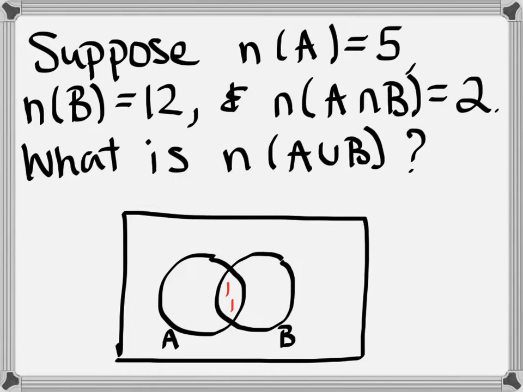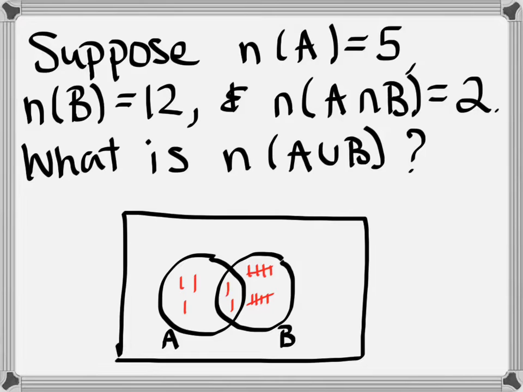Now, we know that the cardinality of A is 5, but we've already accounted for 2 of those elements, which means that we can go ahead and put 3 more inside of A. We now know that the cardinality of B is 12, but we've already accounted for 2, and so I can go ahead and put 10 more in B.